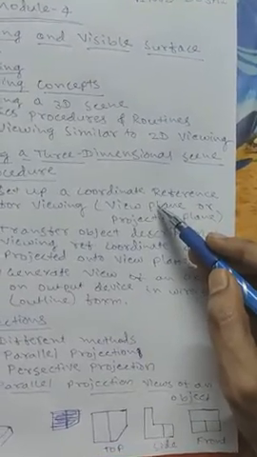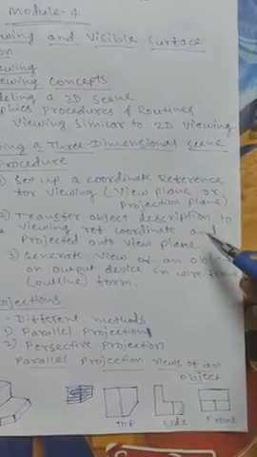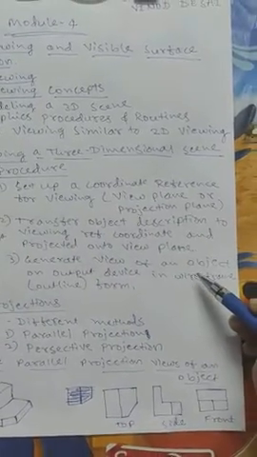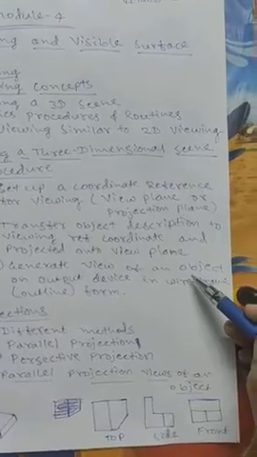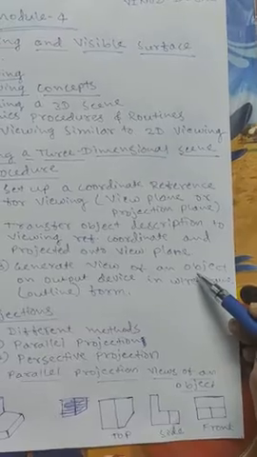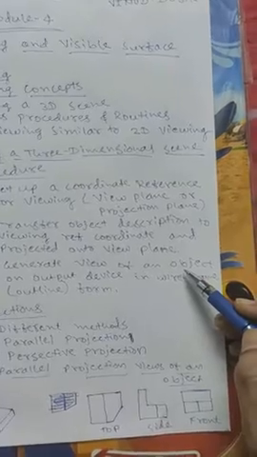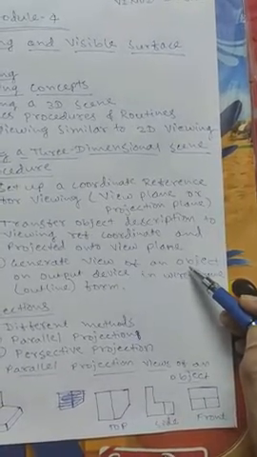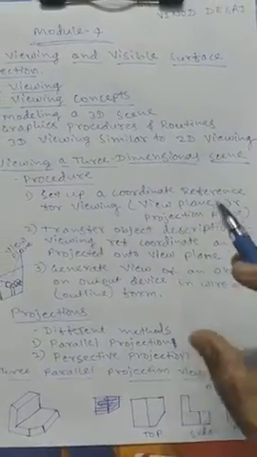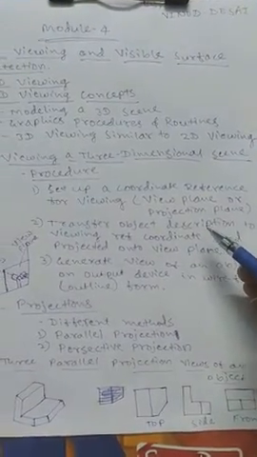And the second step is to transfer the object description to the viewing reference coordinates and project it onto the view plane. The third step is to generate the view of an object onto the output device in a wireframe form or in an outline form. Or we can also apply lighting and surface rendering techniques to obtain realistic shading of the visible surface. So this is the procedure we need to perform to view or to display a three-dimensional scene. So is it clear?